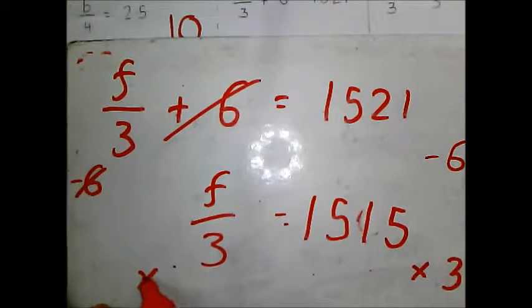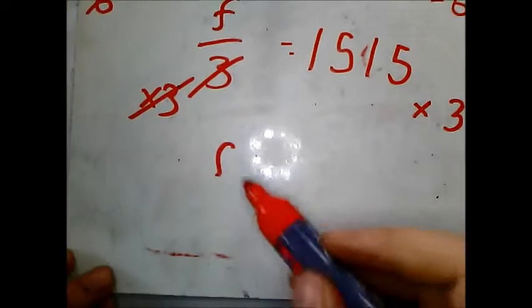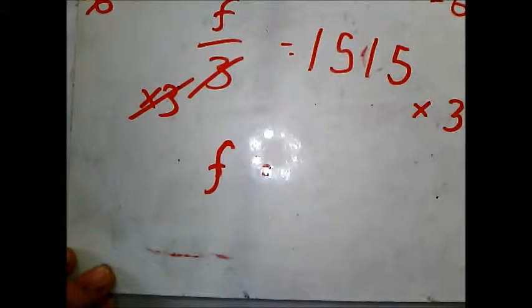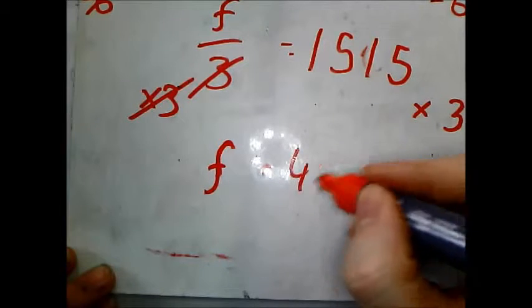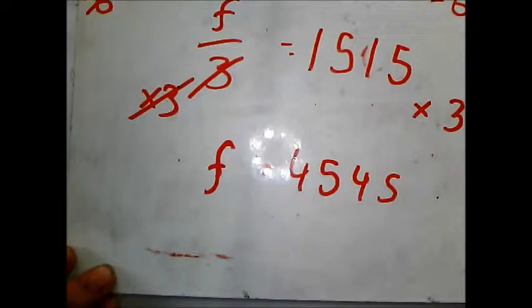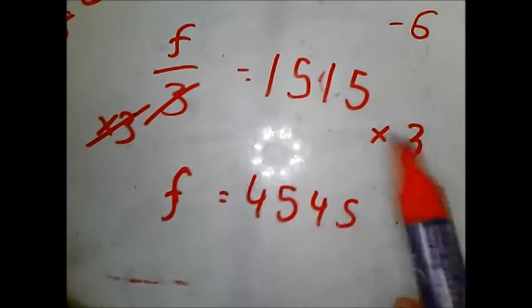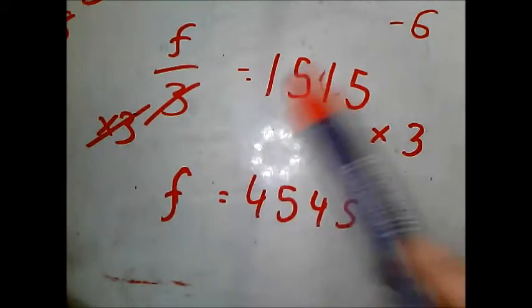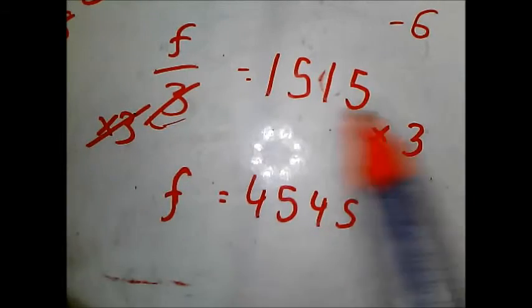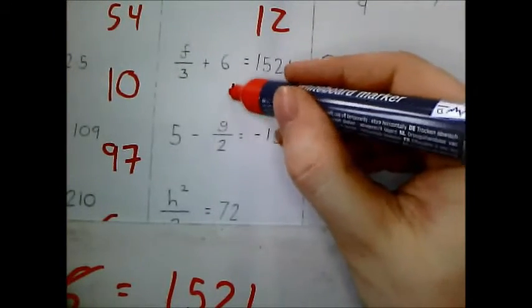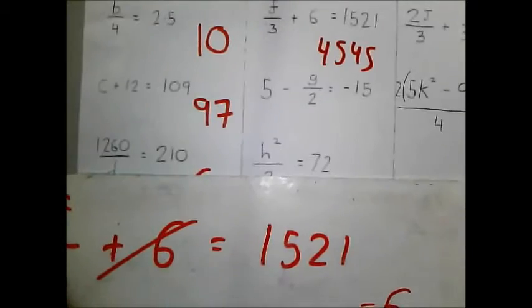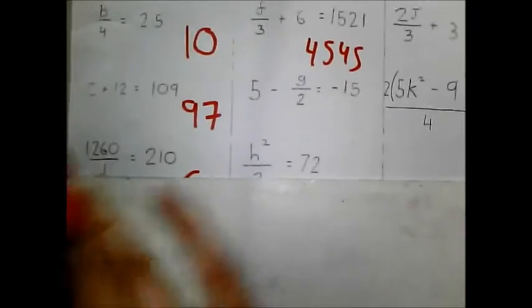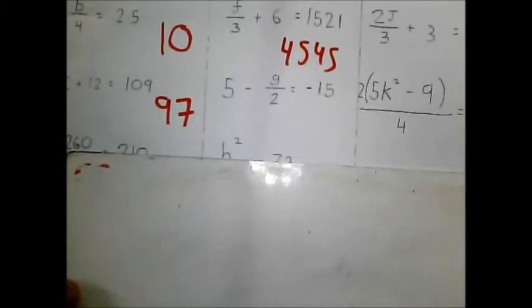And then to get rid of this divide by 3, we're going to multiply by 3. Those cancel with a divide, so left with f equals 1515 multiplied by 3, beg your pardon, gives you 4545. That's it. You might be tempted to try and divide by 3 here to make the number smaller, but it's just making sure that you do the opposites of these. There's your final answer. Okay, let's move on to the other question.